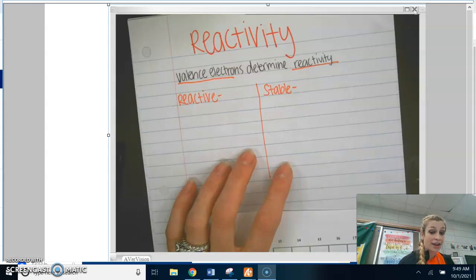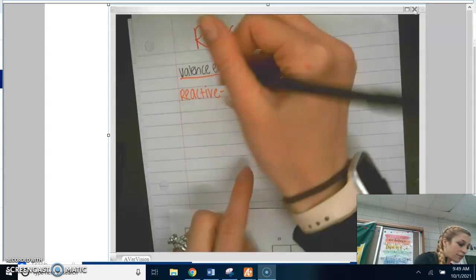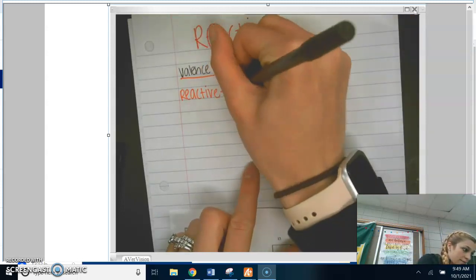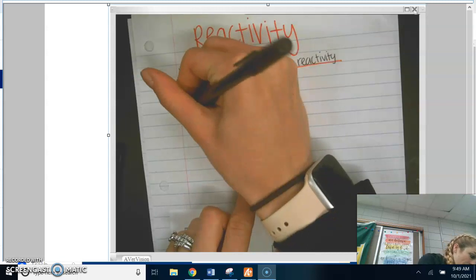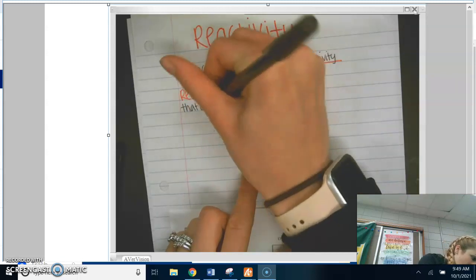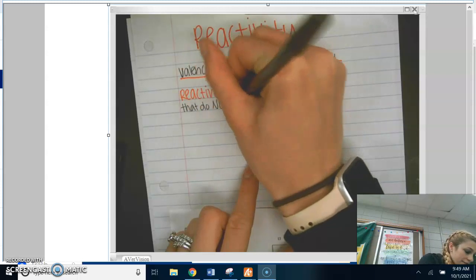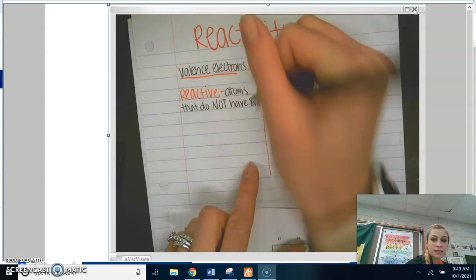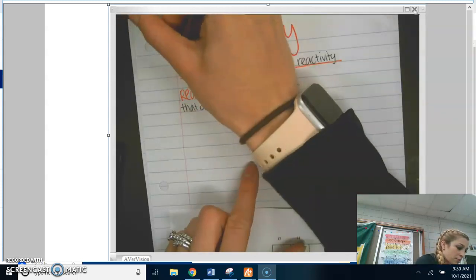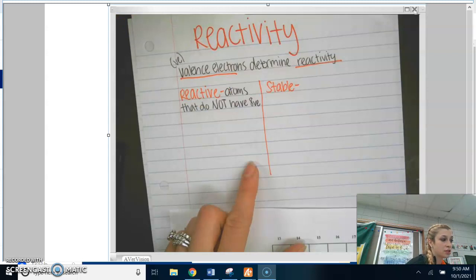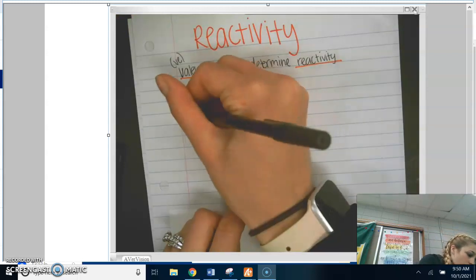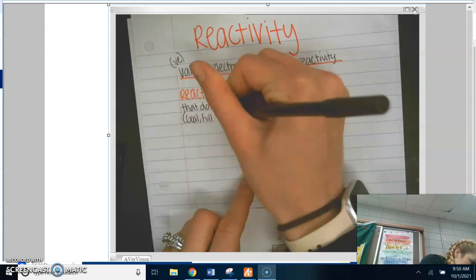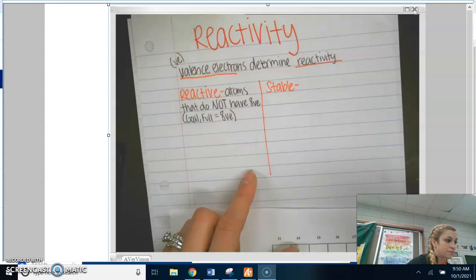If they do not have 8, they react. So let's put that first. Reactive atoms are atoms that do not have 8 VE, 8 valence electrons. Remember, VE stands for valence electrons. So the goal to be full is 8 valence electrons.